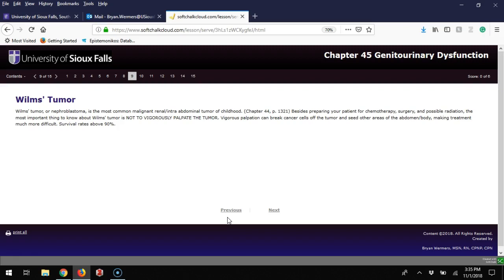If your patient has been diagnosed with a Wilms tumor, it's tempting that you want to palpate and feel on it, but please do not. It's something that will be very bad for your patient. Overall, these patients do very well, and their survival rates are above 90%.